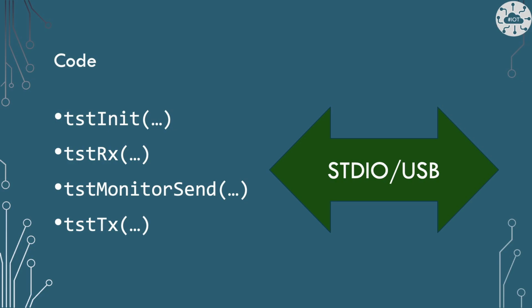So to get that working, we only have to worry about 4 functions that we're going to call. TST init, to initialize the TST comms on the firmware side. TST RX, which is receiving instructions coming over from TST Center. TST TX, which is sending over any data or responses. And TST Monitor, which posts a message, a printf or a text message that we want to appear on the TST Center's monitor screen.